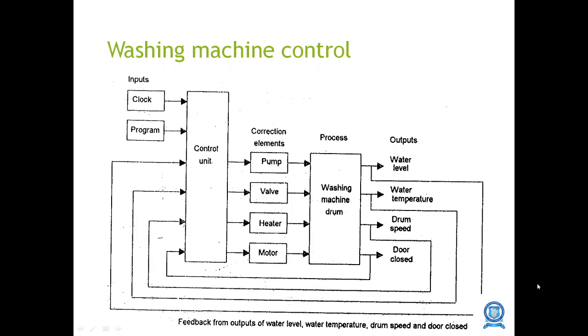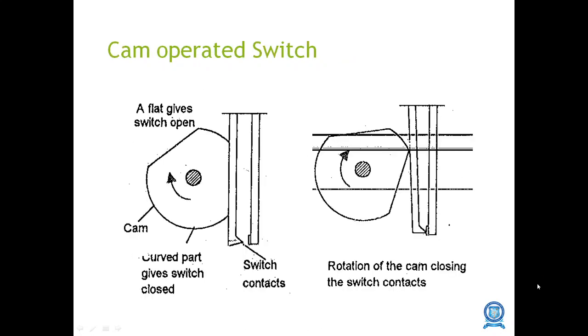The water temperature feedback is sent to the control unit. The drum speed feedback is sent to the control unit, and the washing machine door, whether it is open or closed, the feedback is sent to the control unit. So feedbacks from water level, water temperature, drum speed and door closed are sent to the control unit. This is a typical example of a closed loop system. Only two inputs are clock and program.